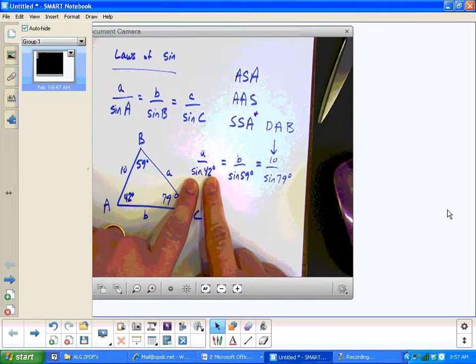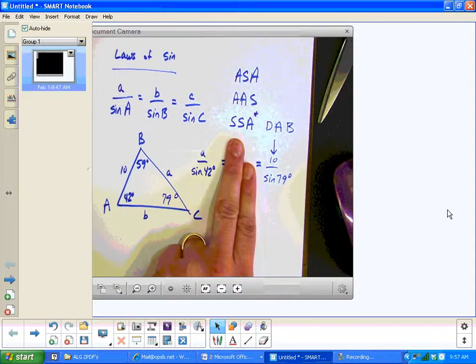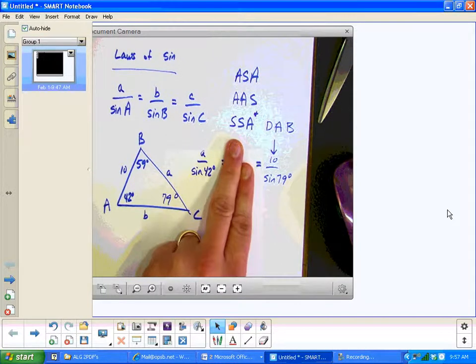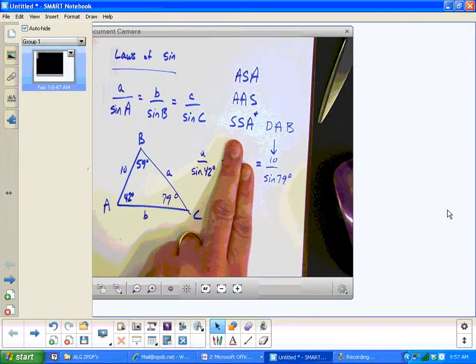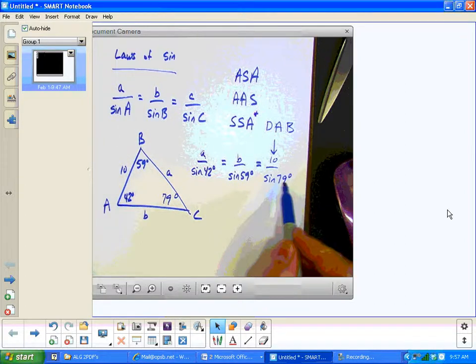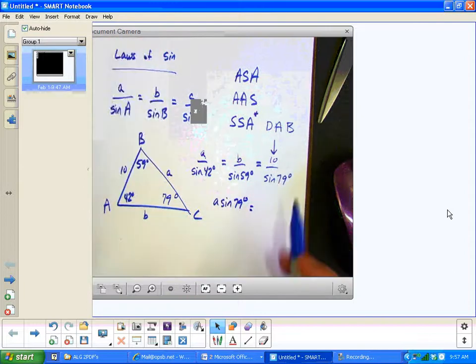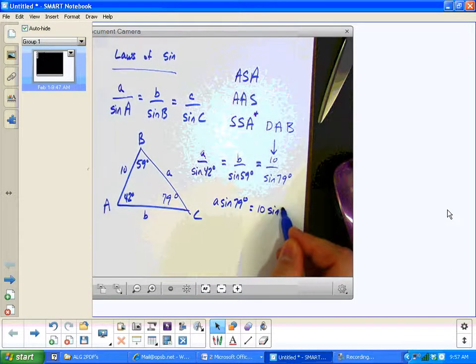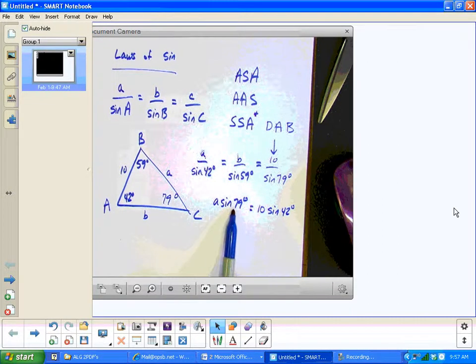Okay, so if we do this one first, you just take that middle one and cover up and now cross multiply. Call out what you're going to get when we cross multiply. Start with A. A times sine 79 equals, cross multiply the other ones, 10 times sine 42. Now we're trying to find A, right? A is multiplying by sine 79, so to isolate A, we're going to divide by sine 79.